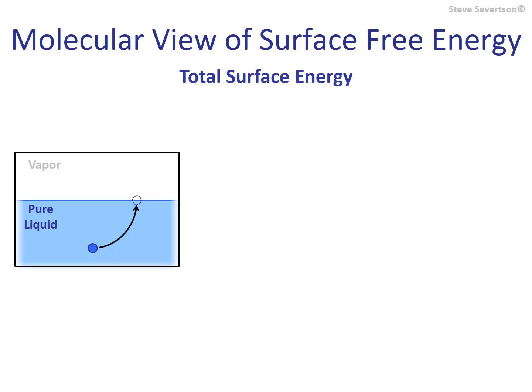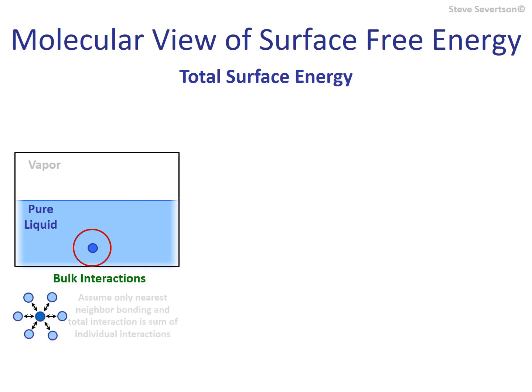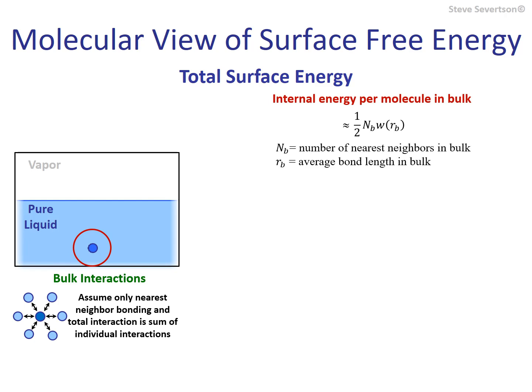We begin in the bulk region of the pure liquid. Here, the molecule is surrounded by like species. To estimate the total interaction energy of the molecule, we assume that only the nearest neighbors make a significant contribution. Each interaction is equivalent, and the energies are additive. These provide an expression of the bulk interaction energy in terms of the number of nearest neighbor interactions and the interaction energy at the bulk equilibrium bond length.